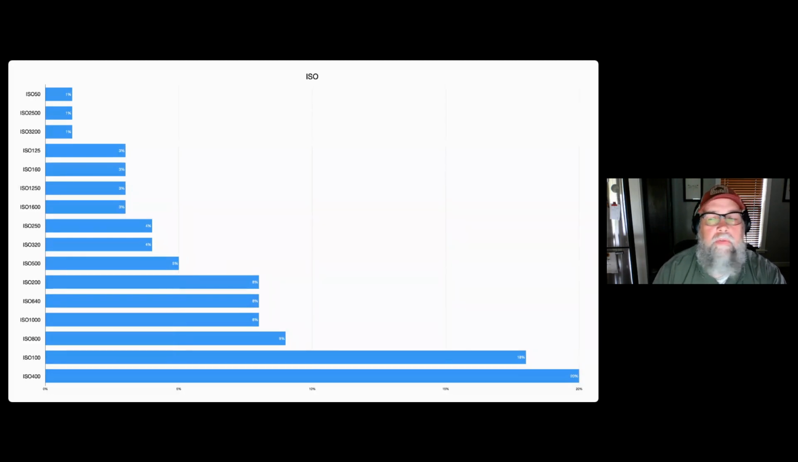So if we say 20 plus 9 is 29, plus 8 more is 37, plus 8 more is 45, plus 5 more is 50, plus 4 more is 54, I'm sorry, 58. So 58% of the images I've ever shot in this catalog were shot between 400 and 800 ISO. So now when I tell people that's my sweet spot, I can definitely say that's my sweet spot.